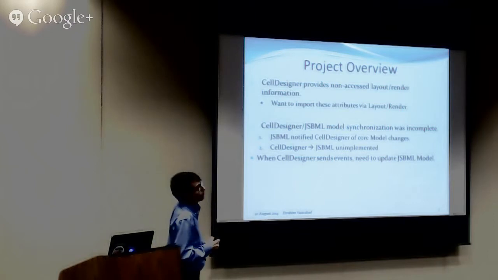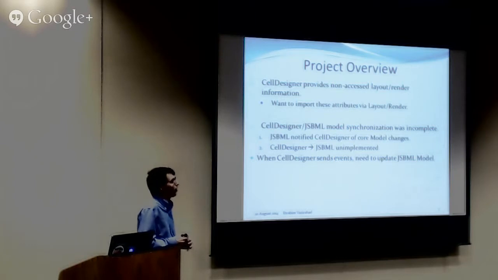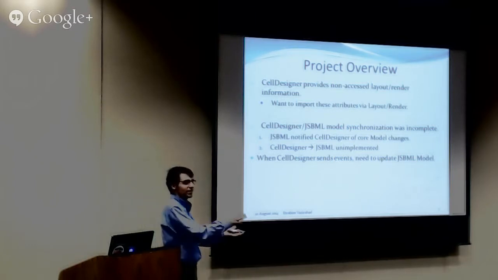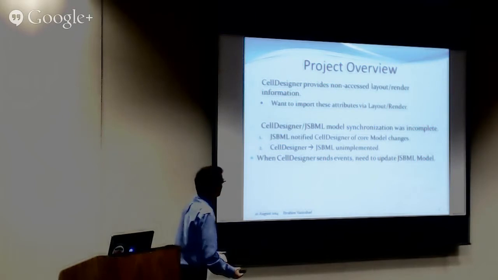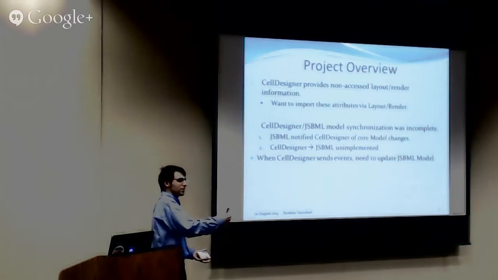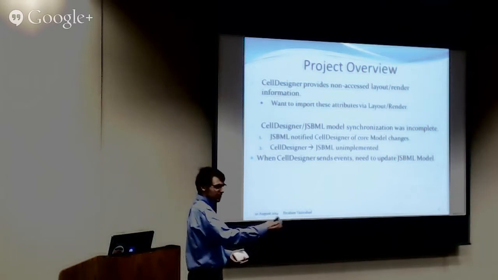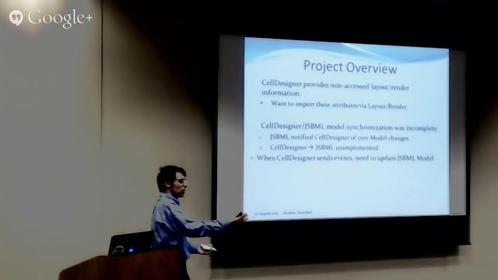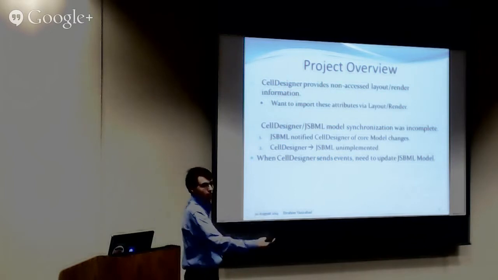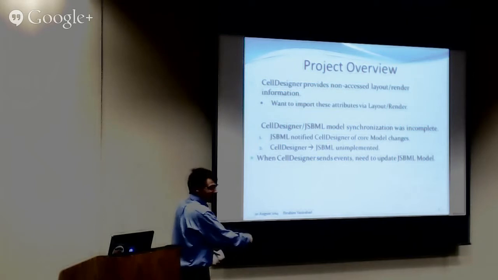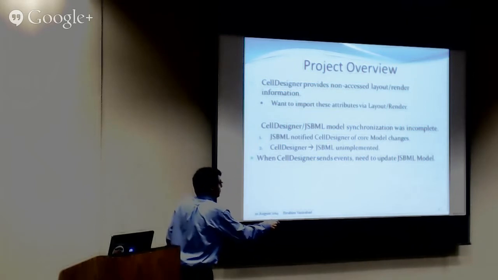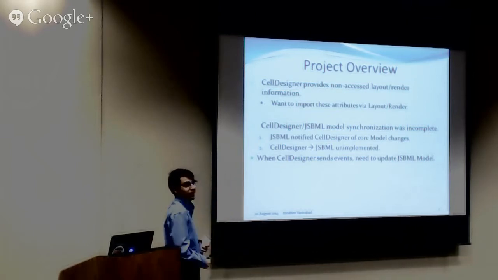Secondly, the model synchronization between JSBML and CellDesigner was incomplete. JSBML was notifying CellDesigner of the changes in the core model structure, but the reverse wasn't true. When CellDesigner's model structure was being changed, JSBML wasn't currently listening. So when CellDesigner sends events, we need to update the JSBML model accordingly. So there's two-way synchronization.